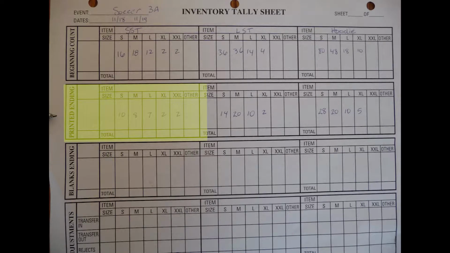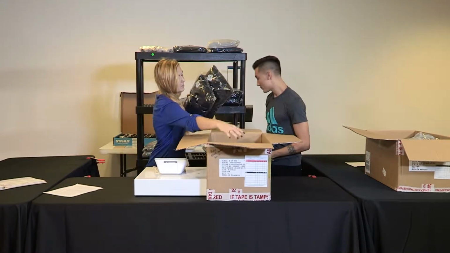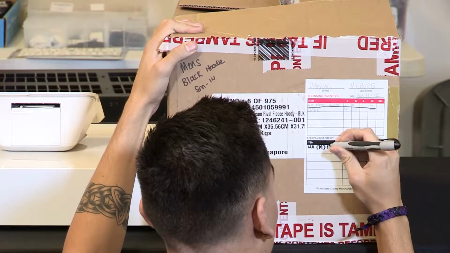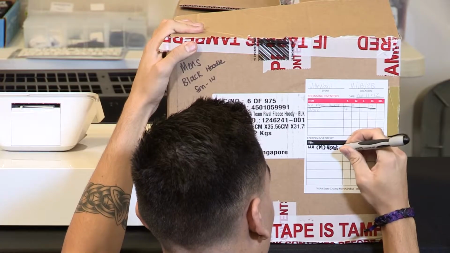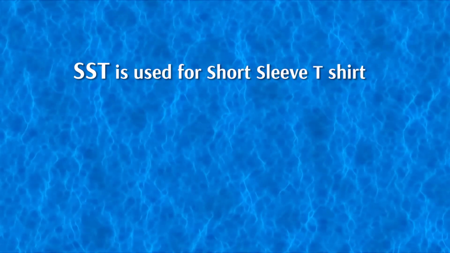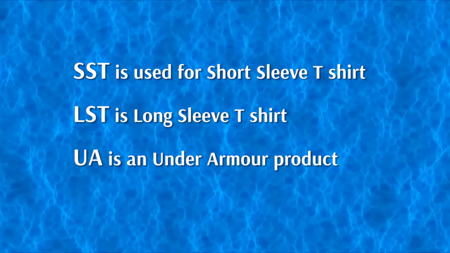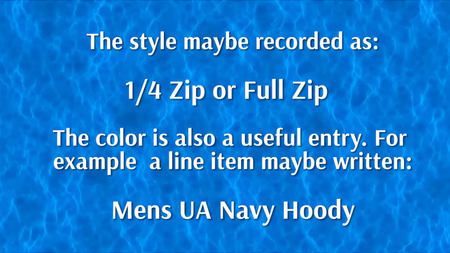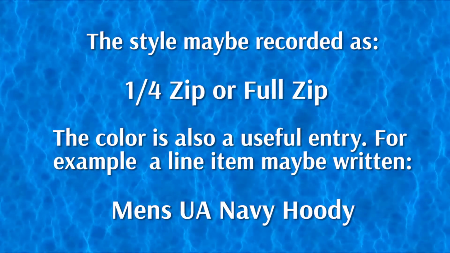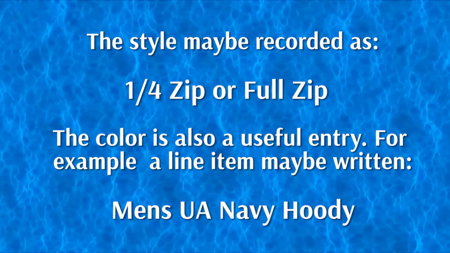Now as you place items back into the remaining boxes, record on the exterior box label exactly what is being placed into the box under ending inventory. Each different garment should be recorded on a separate line with the sizing to follow. In our business, on the labels, SST is used for short sleeve tee, LST is used for long sleeve t-shirt, UA is an Under Armour product. The style may be recorded as quarter zip or full zip on the label. The color is also a useful entry. For example, a line item may be written men's UA navy hoodie.